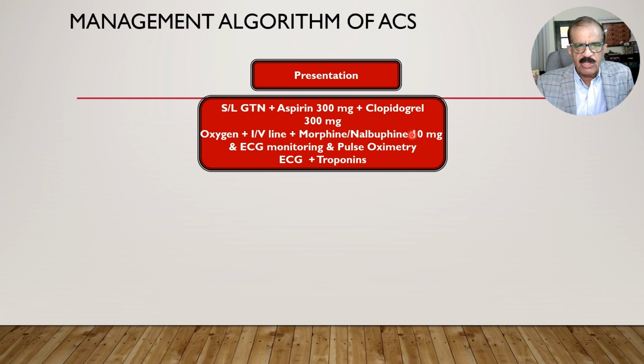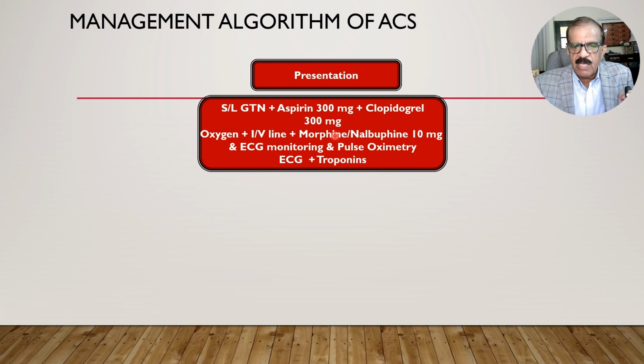At the time of presentation, these are things which you would like to do, all of them. It is not possible to give you a certain sequence. So whatever you can do, I think you should do. For example, you should ask the patient to take sublingual glyceryl trinitrate. And you should also administer 300 milligram of soluble aspirin. It should be soluble aspirin because you want immediate effect. Enteric coated aspirin may not be very good here because that will take a long time before it starts acting.